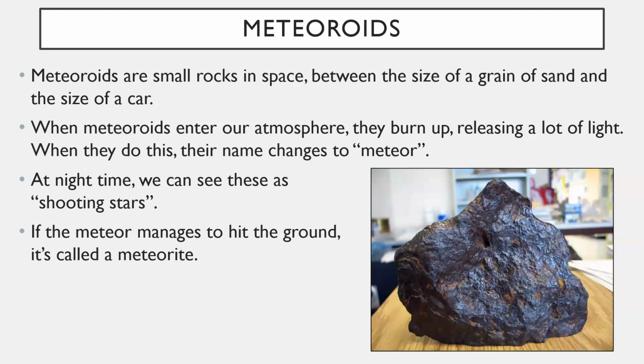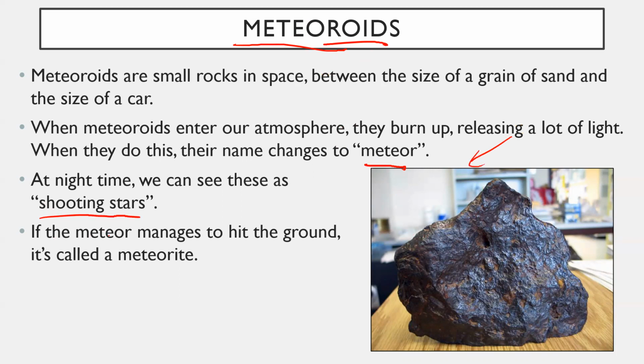Now, when meteoroids enter our atmosphere, they burn up and they release a lot of light. When they do this, we actually change their name to meteor. So this is where things are kind of weird. A meteoroid is just something floating in space, kind of like an asteroid. When it enters our atmosphere, it becomes a meteor. We call that a shooting star, just colloquially, right? That's just how we say it in normal talk. So a meteor is as it's blazing through the sky.